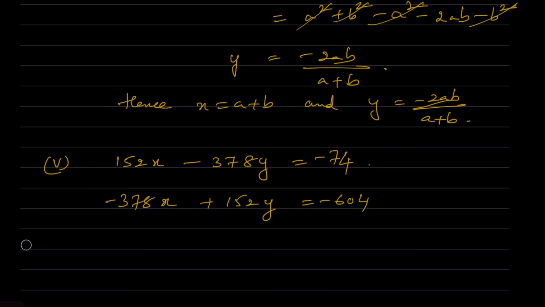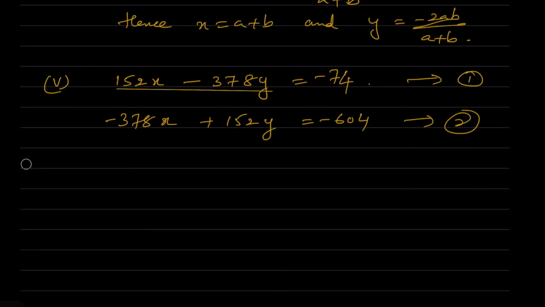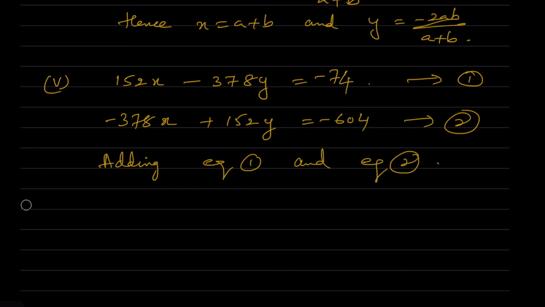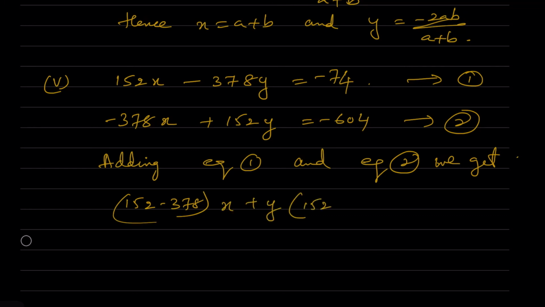So the given pair of linear equations are these two. It is 152x minus 378y is equal to minus 74, and minus 578x plus 152y is equal to minus 604. So what we are doing in the first step is adding both the equations. When we add both the equations, what do we get? We're getting 152 minus 378, which becomes minus 226 x plus y into 152 minus 378, which is equal to minus 604 minus 74.